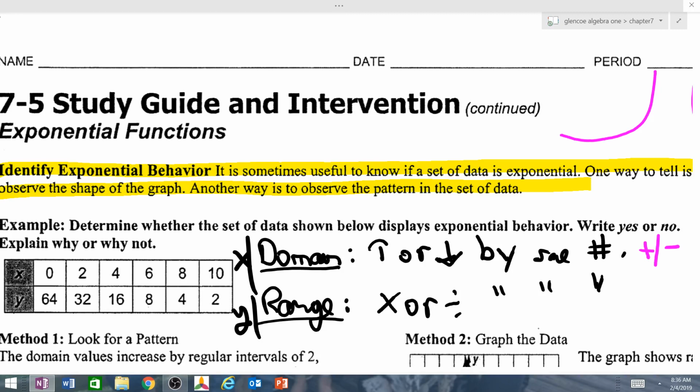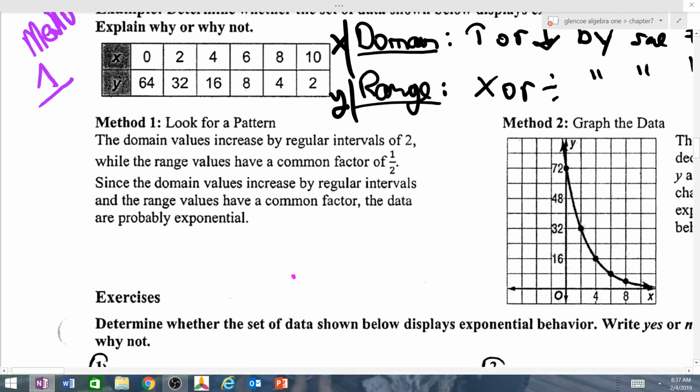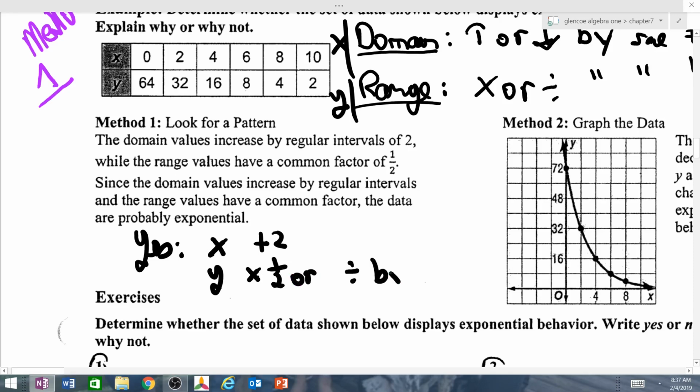So let's go ahead and check our x's. 0, 2, 4, 6, 8, 10. So what are we doing to our x's there? Plus 2. Let's see what we're doing to our y's. 64, 32, 16, 8, 4, 2. Dividing by 2, or we could say multiplying by 1/2. So according to that, does this data show exponential behavior, yes or no? And so we would say yes. X's plus 2, y's times 1/2, or you could say divided by 2.